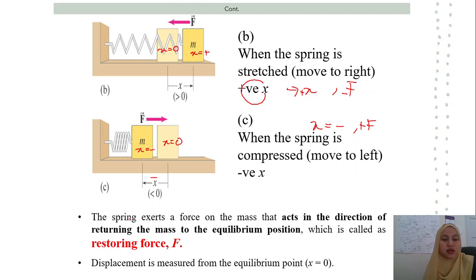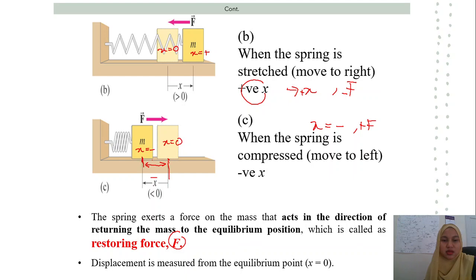From there, the spring exerts a force on the mass that acts in the direction of returning the mass to the equilibrium position, which is called the restoring force. So the force here acts in the direction of returning the mass to the equilibrium position. The displacement is measured from the equilibrium position. So if you want to find a new displacement, we need to calculate from the origin position to the new position of the mass at the center.